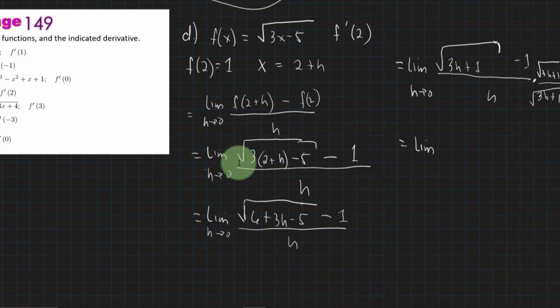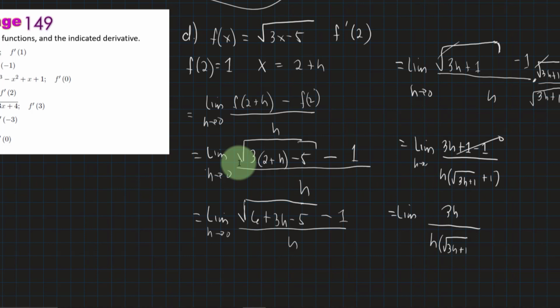Okay? That way, kapag pinag-multiply natin ito, maka-cancel out natin din yung radical sign. It will give us 3h plus 1 minus 1 all over h times the square root of 3h plus 1 plus 1. Okay? Cancel na to. As h approaches 0 is equal to the limit of 3h over h times the square root of 3h plus 1 plus 1. Cancel niya si h as h approaches 0.